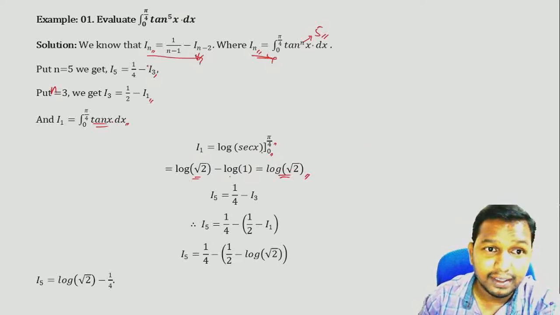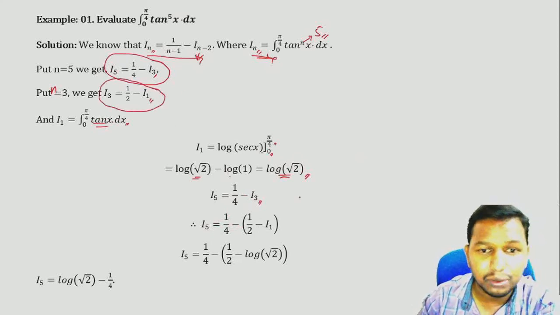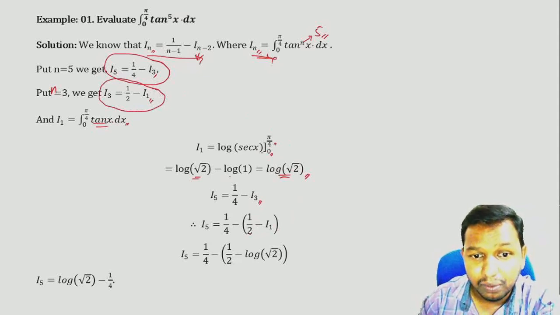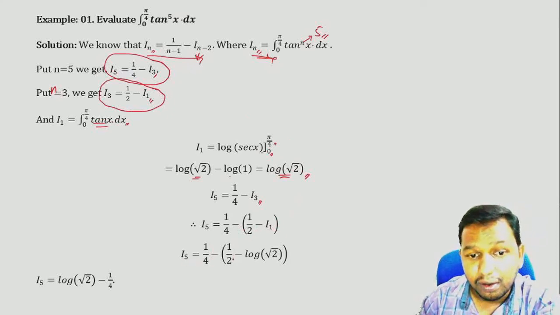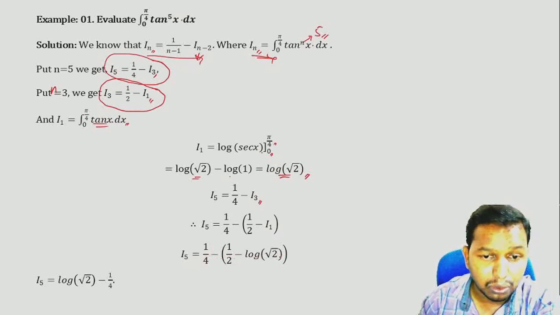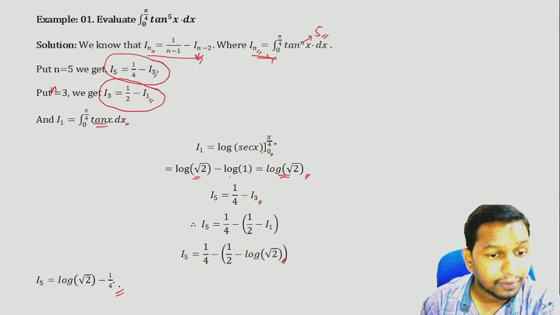So then I consider this function, that is I5 is equal to 1 by 4 minus I3. Here we have substitute this one to here. That is nothing but 1 by 4 minus of 1 by 2 minus I1. So which is equals to I5 is equals to 1 by 4 minus of 1 by 2 minus log root 2. Simplifying these brackets, we get I5 as a log of root 2 minus 1 by 4.